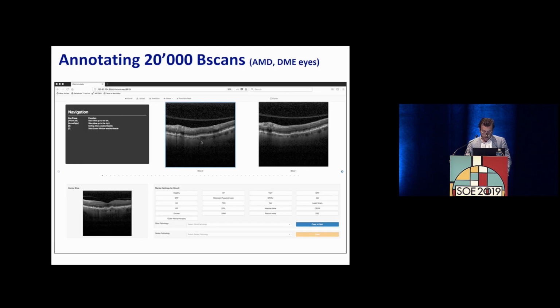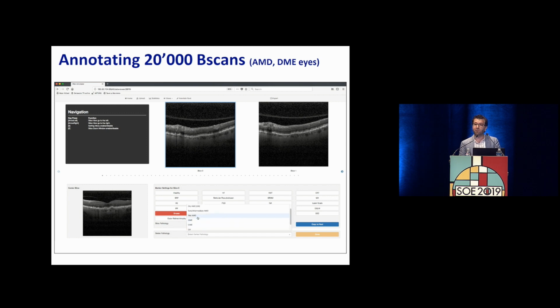Instead, we took a different approach. We set out, well, let's try to annotate 20,000 B scans. And to do that, we set up a web-based platform that allows you to upload, in this case, Spectralis data. So you can load your volumes, and you can tag every B scan with different biomarkers that we had pre-listed.